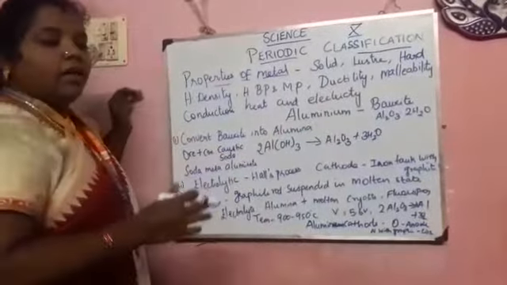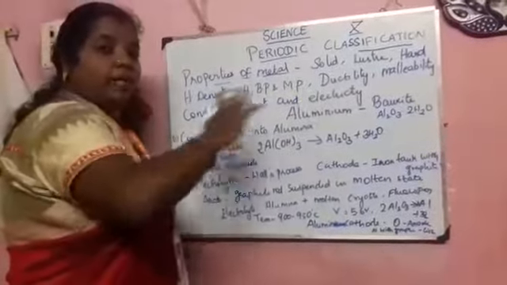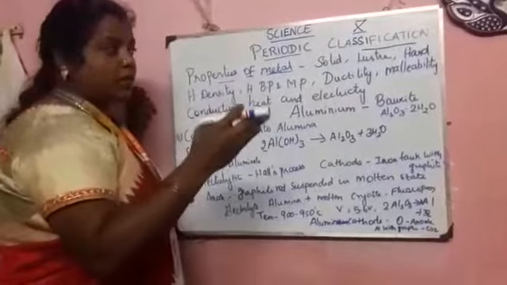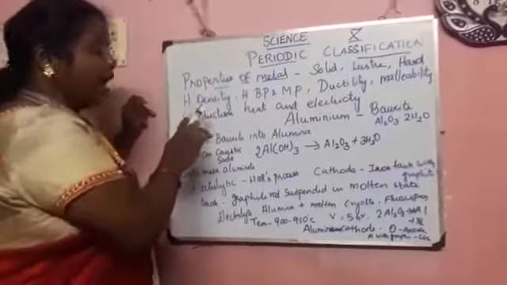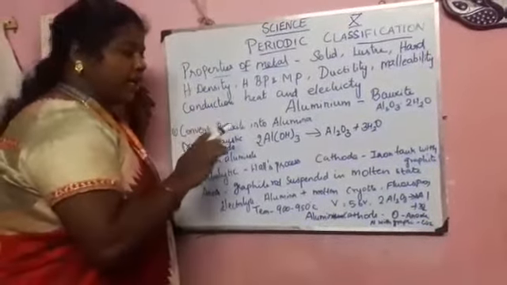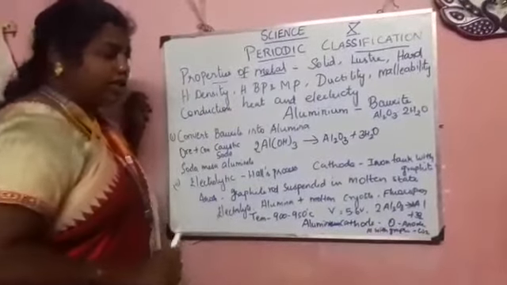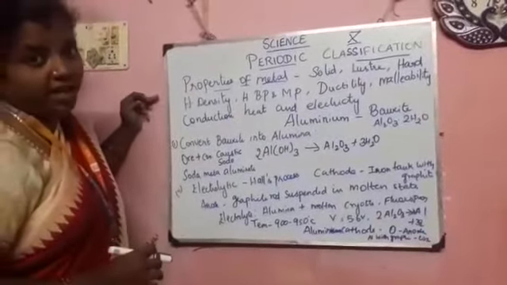And malleability means making it into a thin sheet. Aluminium can be made into a thin sheet. That process is called malleability. Metals also easily conduct heat as well as electricity. Okay, they are good conductors of heat and electricity.